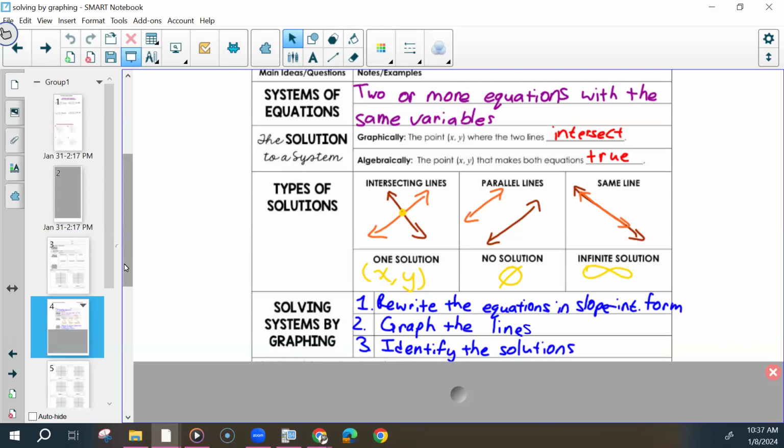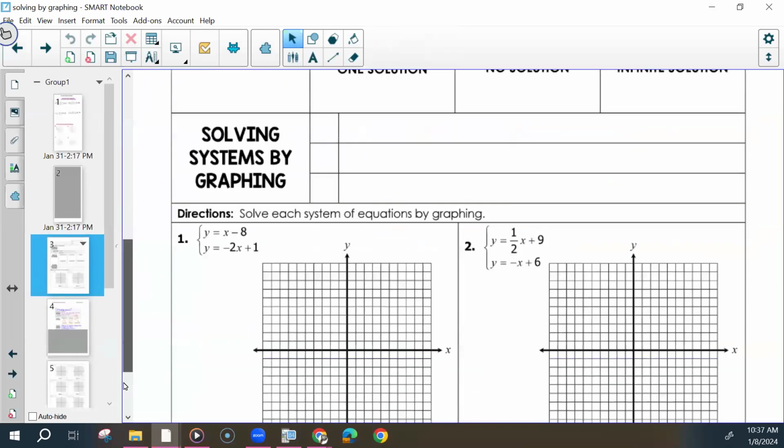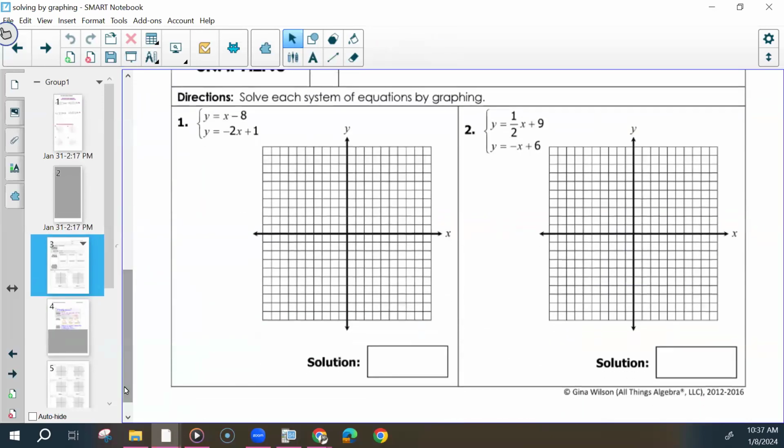We're going to start with number 1 on the same page. So these are already in slope-intercept form. If you want a ruler, you can go grab one. I'm going to grab these in 2 separate colors. You don't have to, but if it helps you see them, you're welcome to do that.